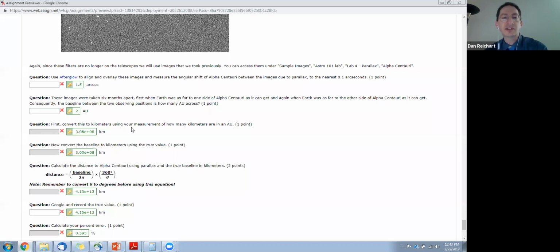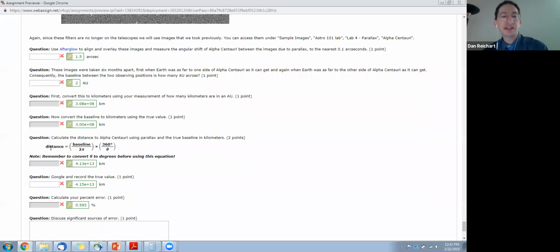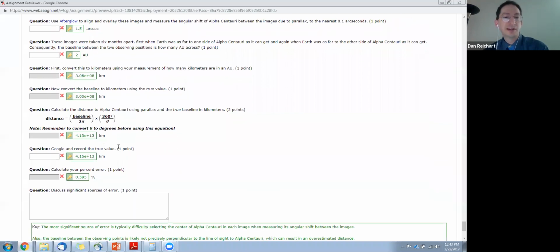Here they're converting to kilometers using their measurement of the AU. Here they're converting to kilometers using the true one. Again, I don't want the errors to accumulate as we march along the cosmic distance ladder. And then they can measure the distance to Alpha Centauri because they have the baseline, 2 AU in kilometers, and they measured the angular shift. Got to convert to degrees, or else they'll get the wrong answer, and it comes out in kilometers.